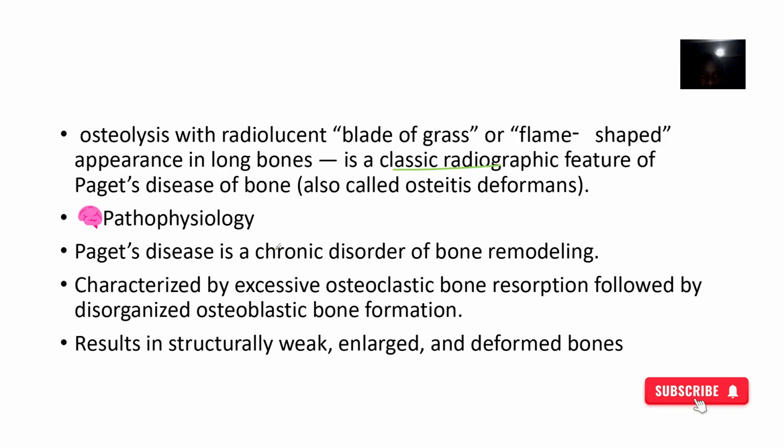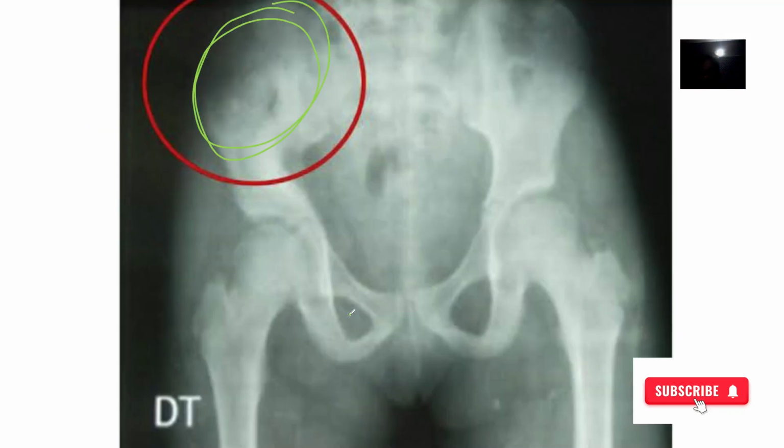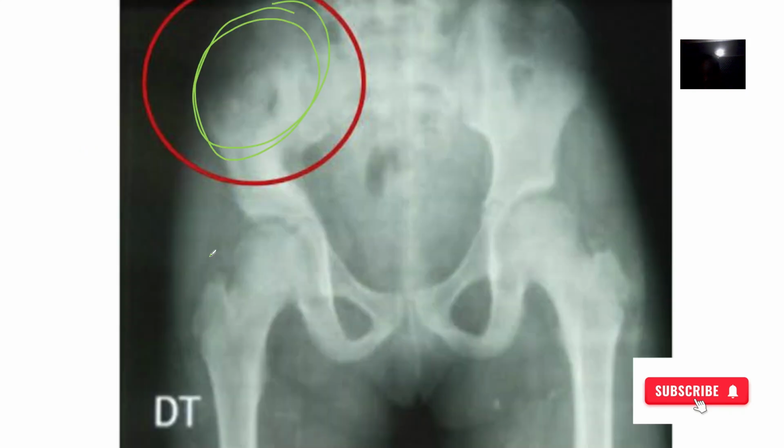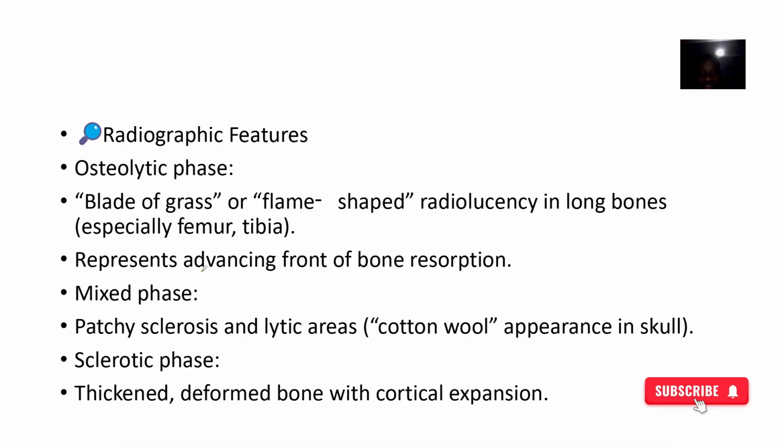So Paget's disease is a chronic disorder of bone remodeling. It's characterized by excessive osteoclastic bone resorption, which is usually followed by disorganized osteoblastic bone formation. So it results in weak, enlarged, and deformed bones. Okay. So radiographic phase: blade of grass or flame-shaped radiolucency in long bones, especially the tibia and the femur, represents the advanced front of bone resorption.